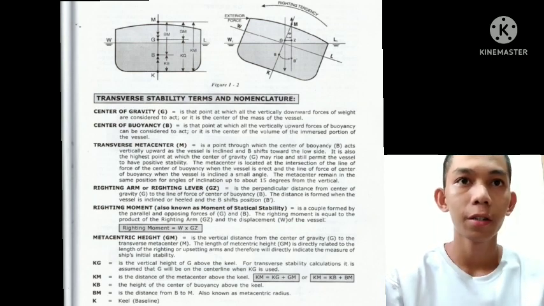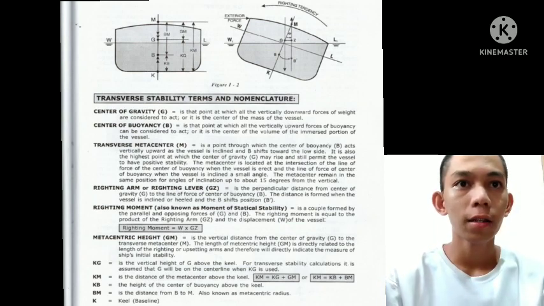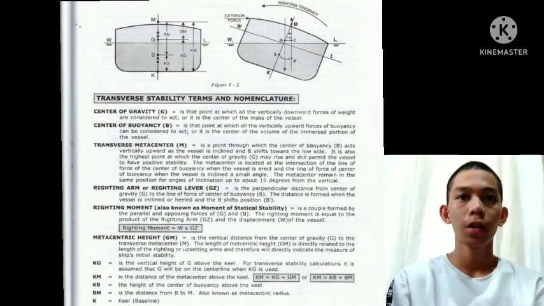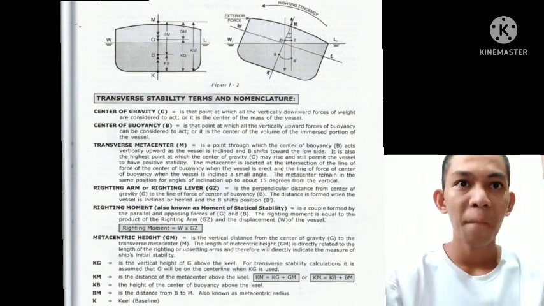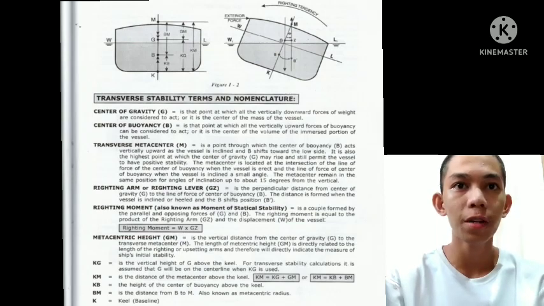Center of gravity is that point at which all the vertically downward forces of weight are considered to act, or it is the center of the mass of the vessel. Center of buoyancy is that point at which all the vertically upward forces of buoyancy can be considered to act, or it is the center of the volume of the immersed portion of the vessel.